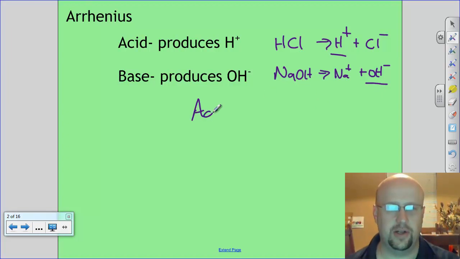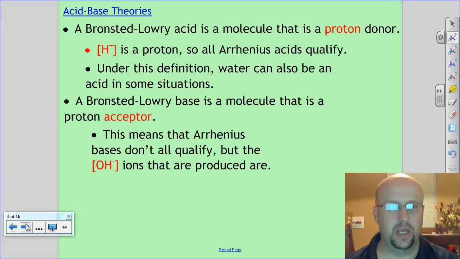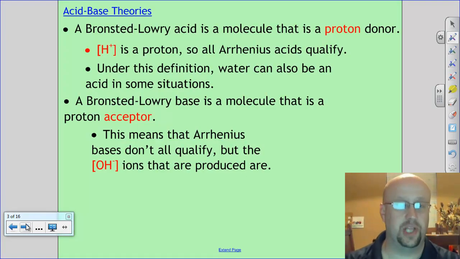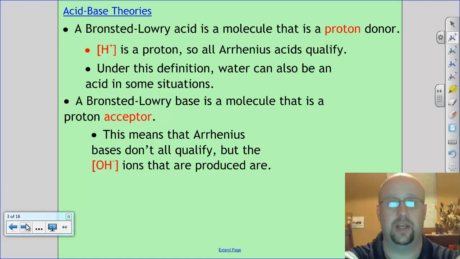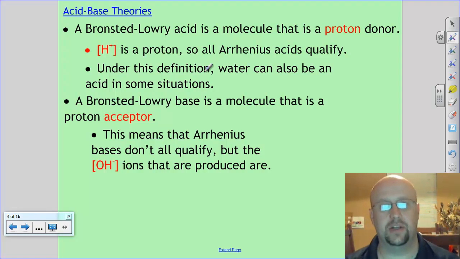And the important thing here is that things have to be aqueous, meaning that they have to be dissolved in water for this to be true. So that makes things a little difficult for us because not every time do we have stuff in water. Now, most of the time we do, but not always. And we know now that there are a lot of bases that don't actually produce directly any hydroxide ions.